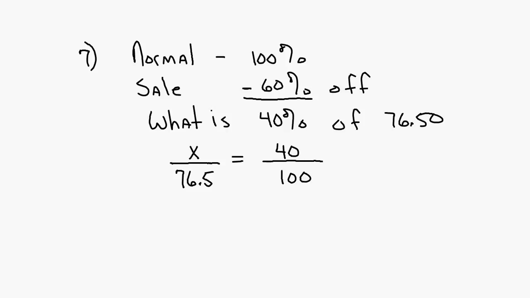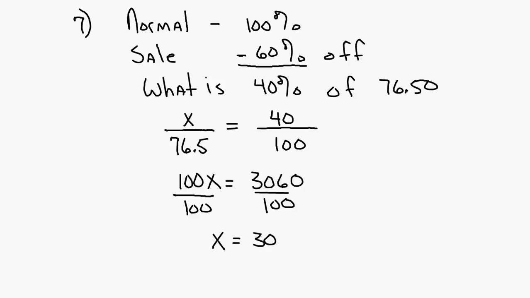So when you crisscross multiply, 100x equals 40 times 76.5, which is 3,060. And if you divide both sides by 100, then your x is equal to $30.60, which is the sale price of the dress.